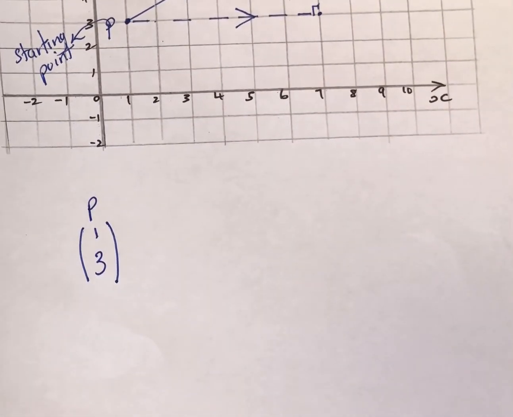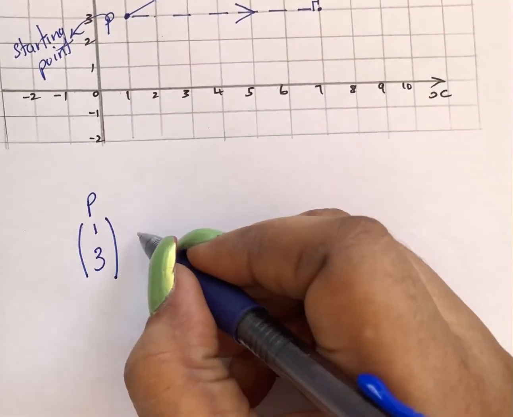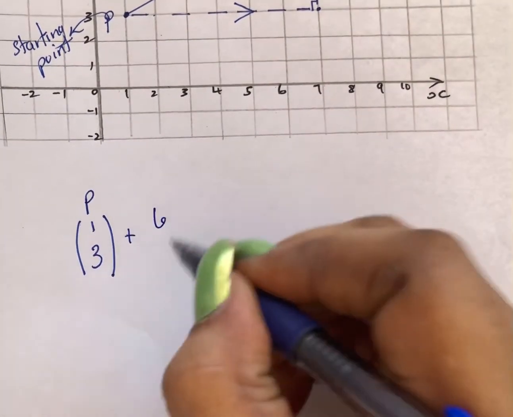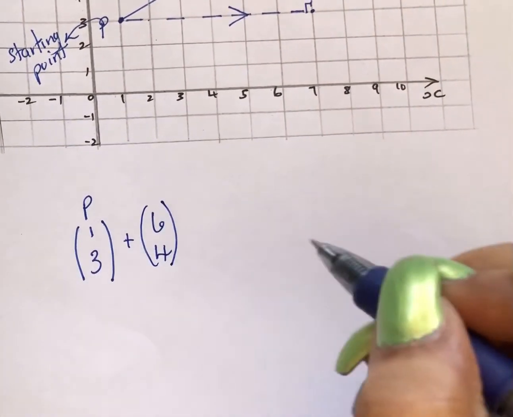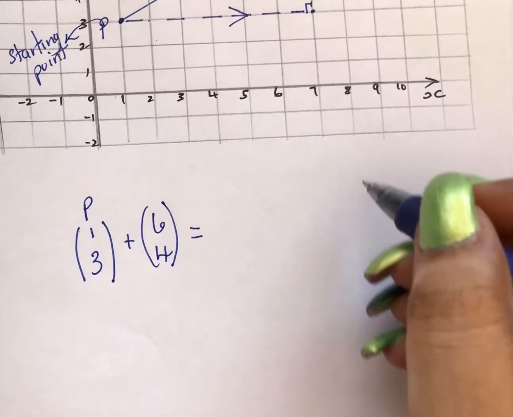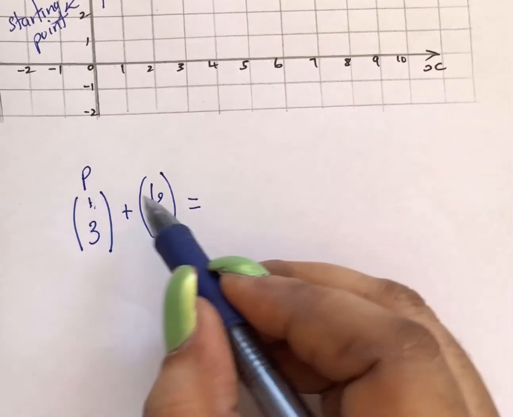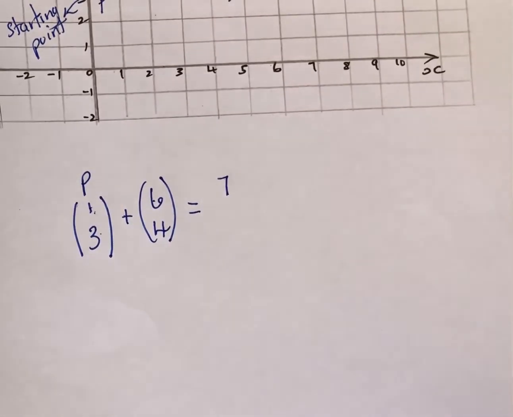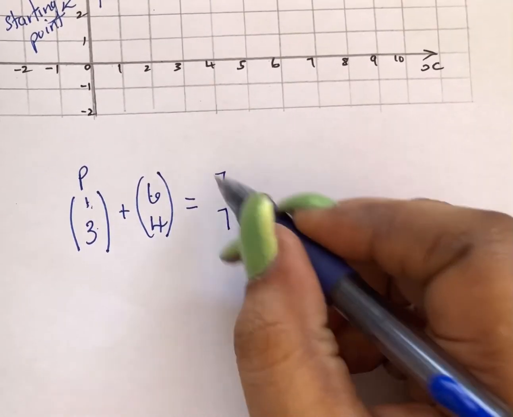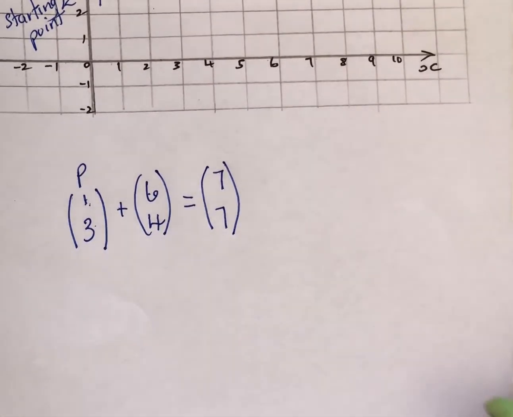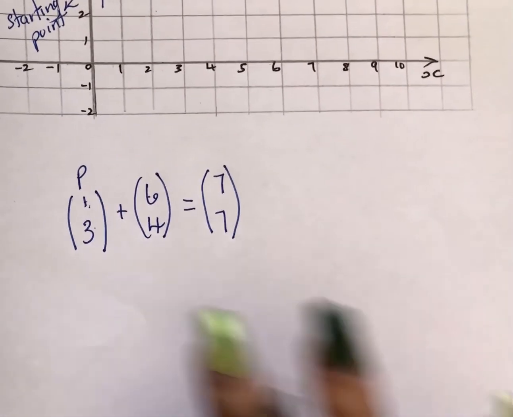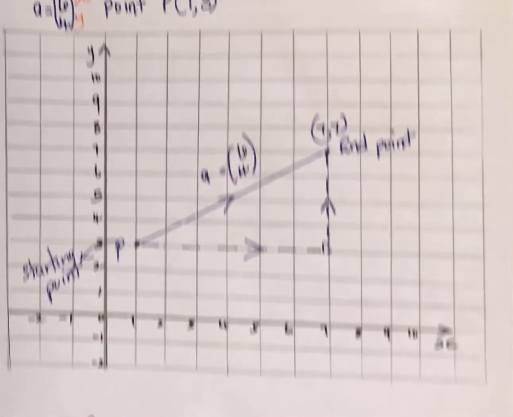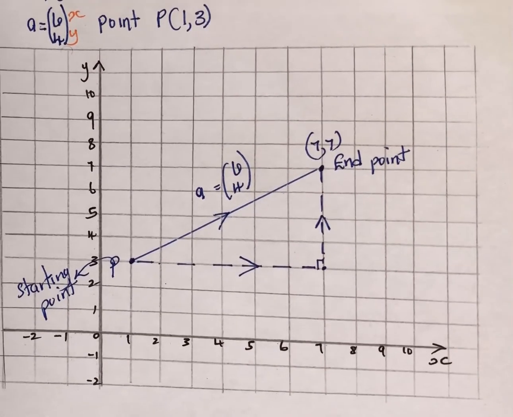And then I have my other part, which is my given vector. And when I add them together, we add the top with the top, the bottom with the bottom. 1 plus 6 is 7, and 3 plus 4 will also give me 7. So this was just another representation of what we did on the grid lines.